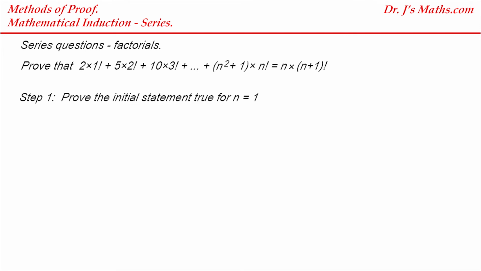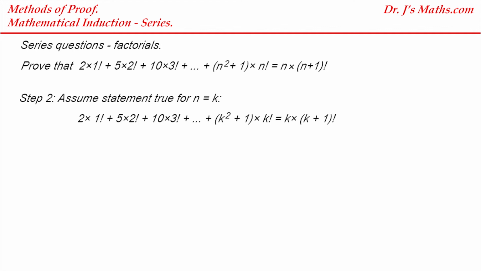Step 1, prove the initial statement true, as usual, for n equals 1. The left-hand side is equal to 1 squared plus 1, which is 2, times 1 factorial, which is 1, so it's 2. Right-hand side is 1 times 2 factorial, which is 2, so therefore it's true for n equals 1. Moving on to step 2, we have to assume that the statement is true for n equals k. So it's 2 times 1 factorial up to (k squared plus 1) times k factorial is equal to k times (k plus 1) factorial. So we've just replaced the n's with a k.